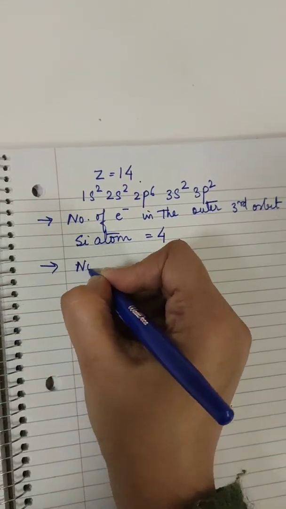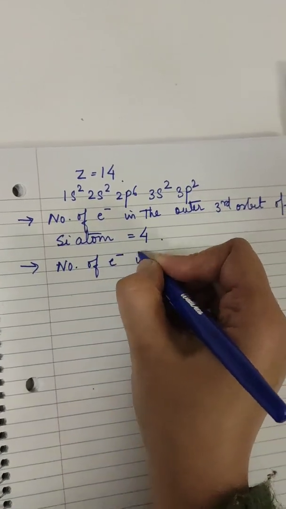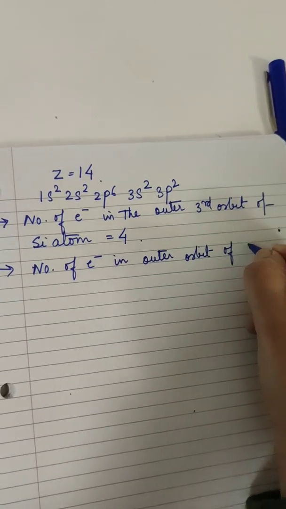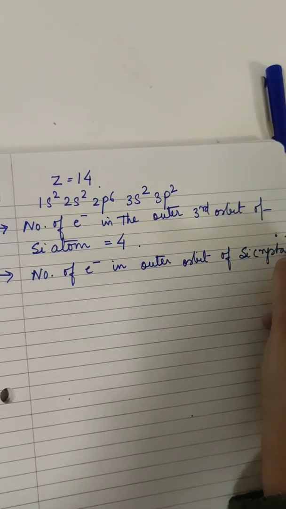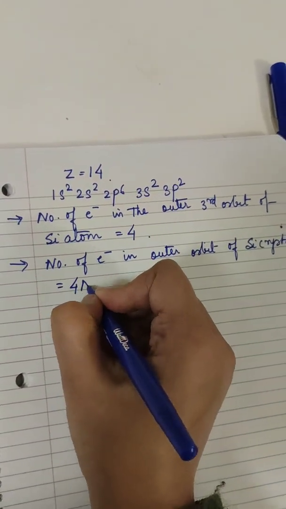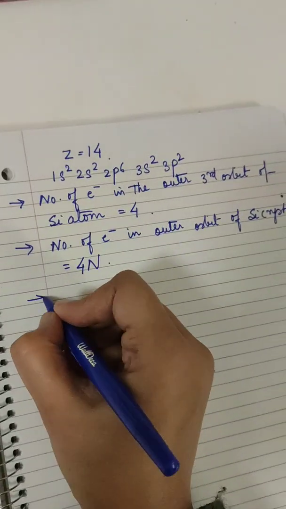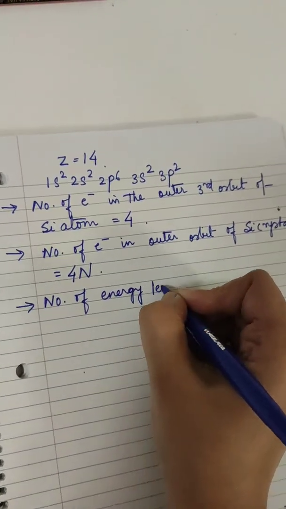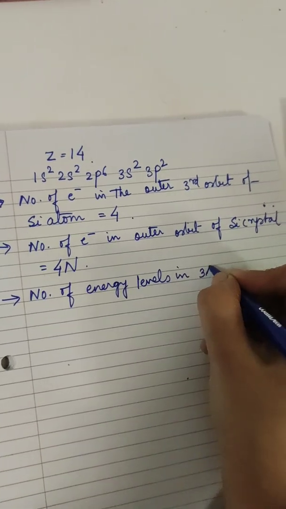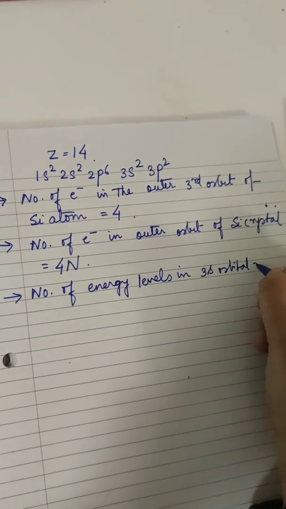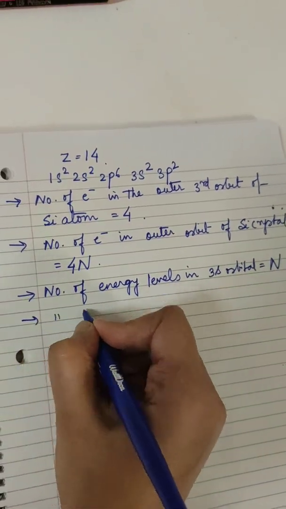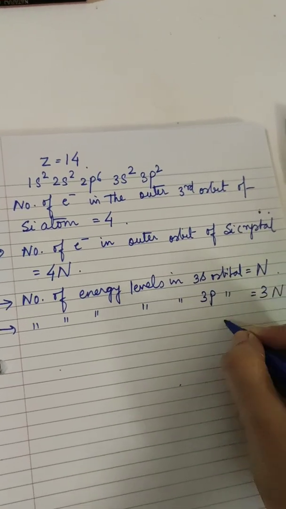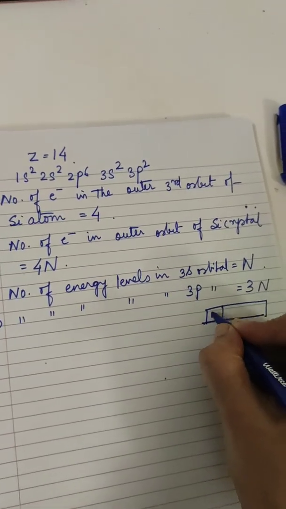So the number of electrons in the outer orbit of a silicon crystal consisting of n atoms will be 4n. The number of energy levels in the 3s orbital, when it gets split up, is n. The number of energy levels in the 3p orbital will be 3n. 3p gives px, py, pz.